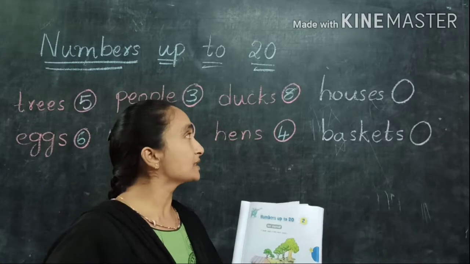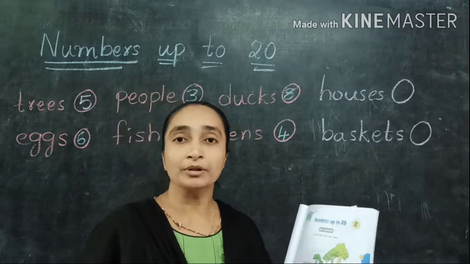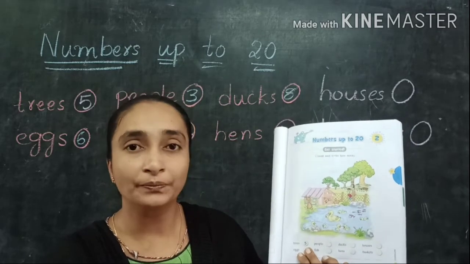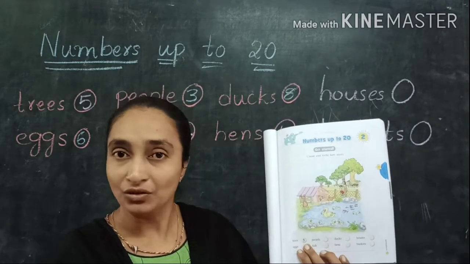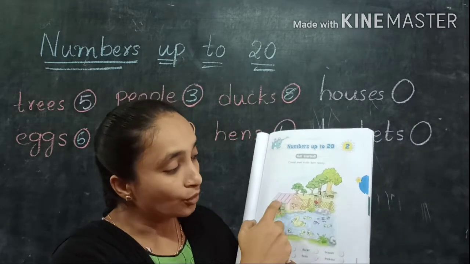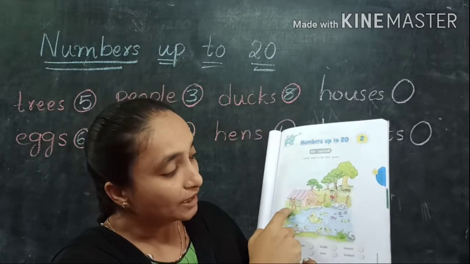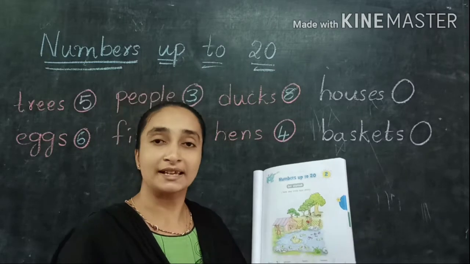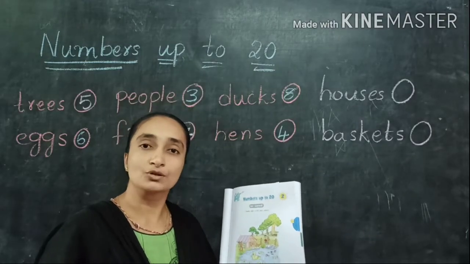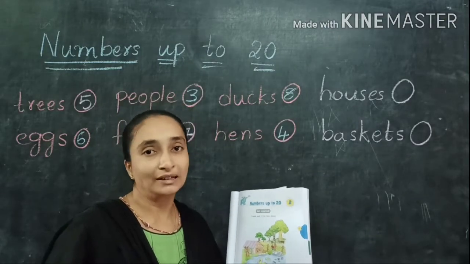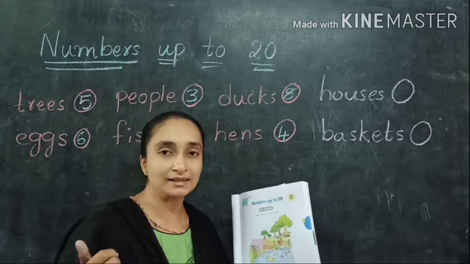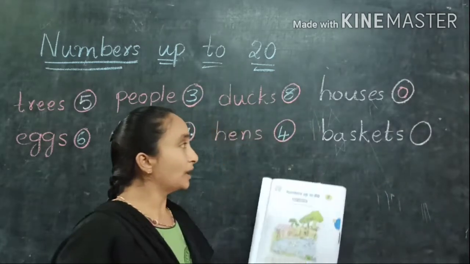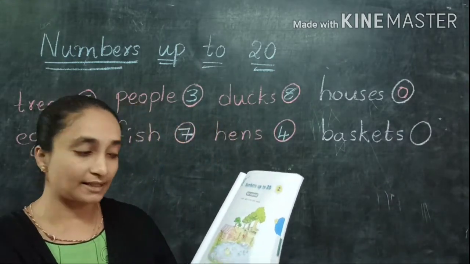Now coming to the last one is houses. Can we see any house there in the picture? No. There are no houses in the picture. So we can observe the picture carefully. Here house is not there in our picture. So we'll write as any one picture also not there means, so we can write as 0. Nothing means 0. 0 means nothing. So no houses are there. So 0.